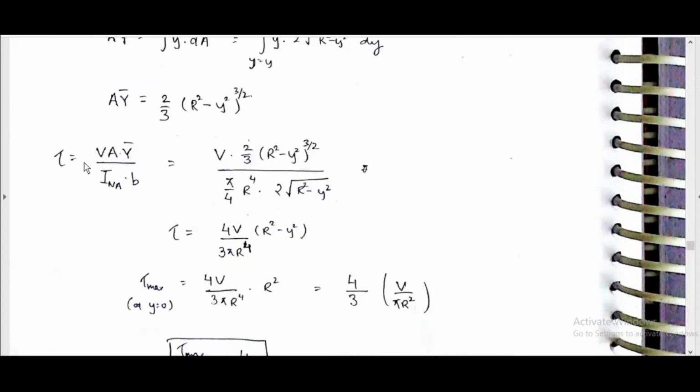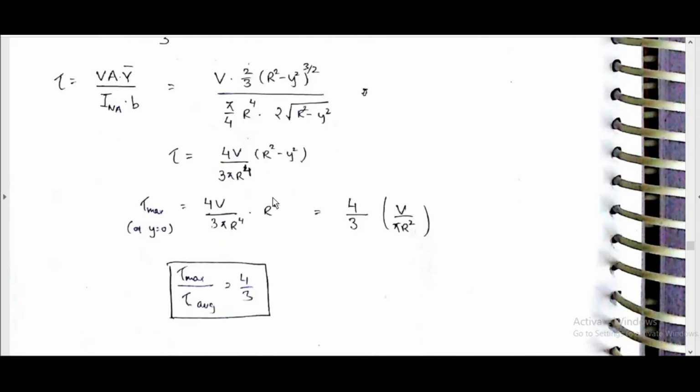Tau is equal to V A y bar by I n a b. That is V into 2 by 3 into (r square minus y square) whole power 3 by 2, divided by pi by 4 into r power 4 into 2 into root of (r square minus y square). So tau is equal to 4V by 3 pi r power 4 into (r square minus y square).